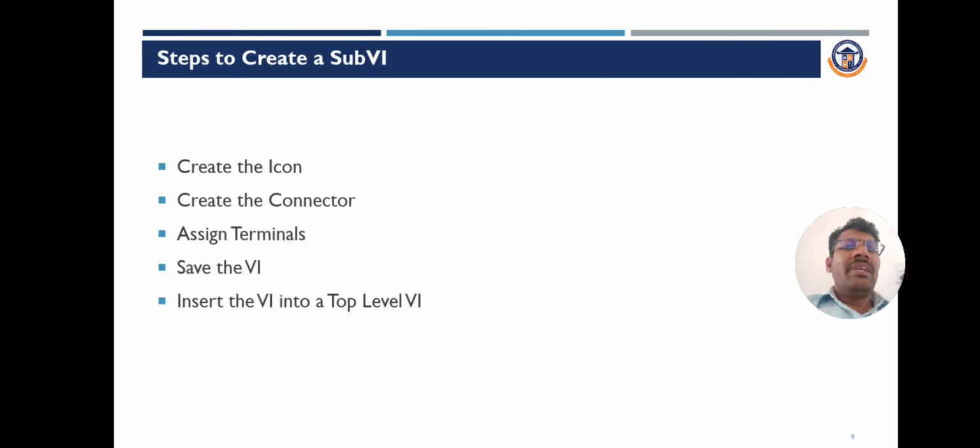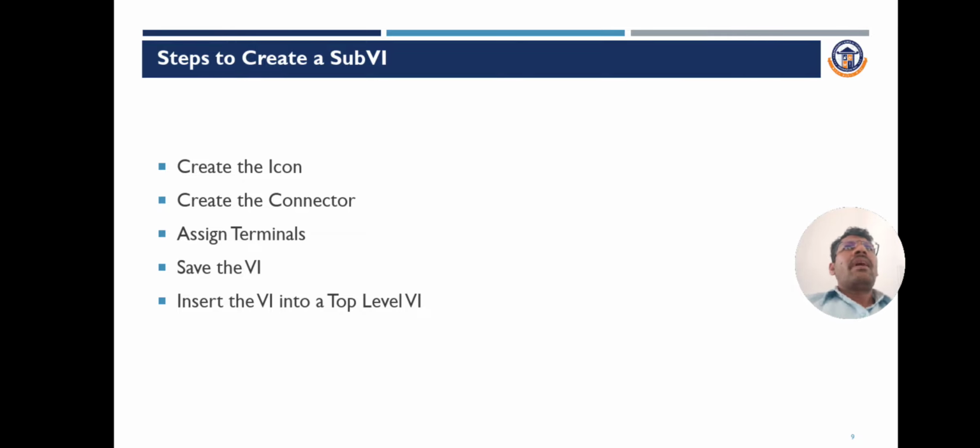For creating a sub VI, these are the steps to be followed. The sub VI is the VI which is inside another VI, that is virtual instrument. First, create the icon which is shown in the previous slide, and also create a connector with the help of wires, and also assign the terminals. These are all the major steps in order to execute a sub VI. Also assign the terminals, whether it is an input terminal or output terminal, and save the VI after creating these, following the first three steps. And then insert the VI into a top VI.